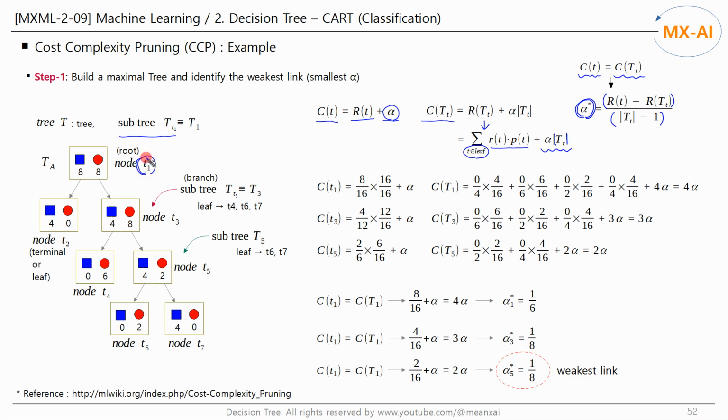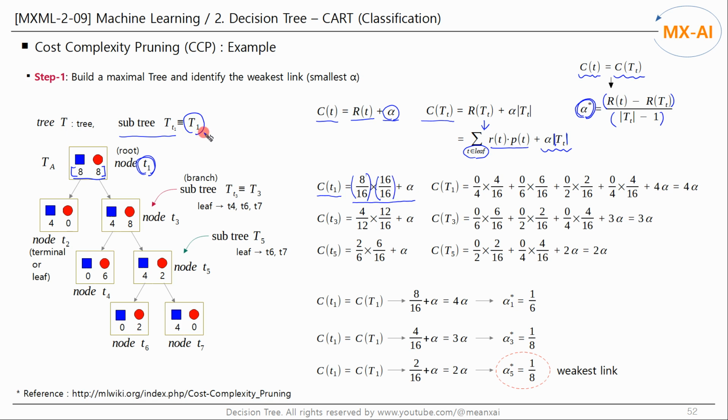Let's start by computing the cost complexity for node T1. Node T1 contains 16 data points. The two classes are evenly split, so the misclassification rate is 8 out of 16. Since this node contains all the data, its weight is 1. So the cost complexity of node T1 is simply as follows.